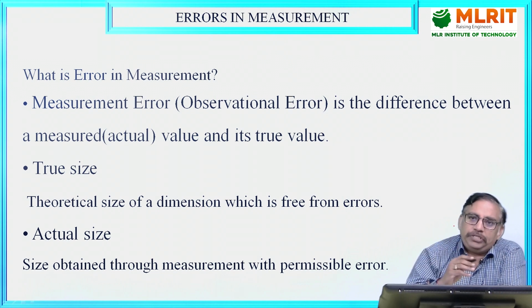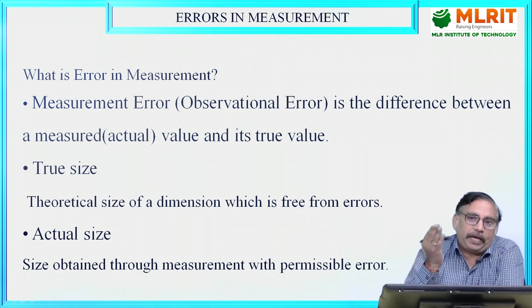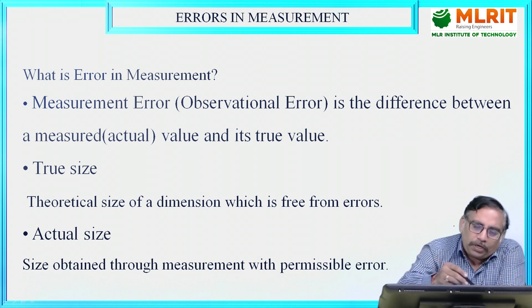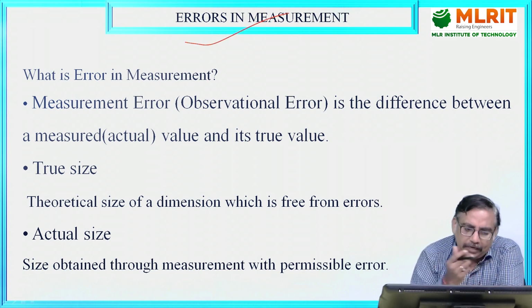If precision is not there, then error will come. If accuracy is not there, then error will come. So what are errors in a measurement? What is error in a measurement?